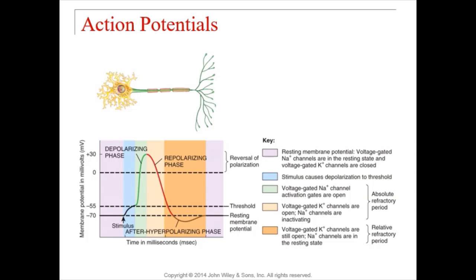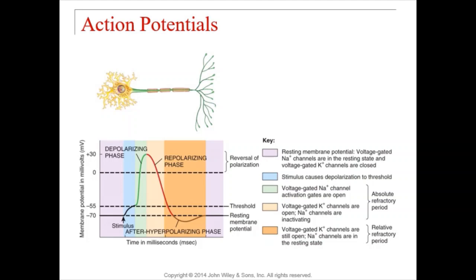You can see it's gone past the negative 70, almost all the way to negative 80 millivolts. Hyperpolarization is when the cell becomes more negative on the inside than it was at rest. And that's all you have to know about repolarization. There's a little bit more that goes along with it, but I will not ask.